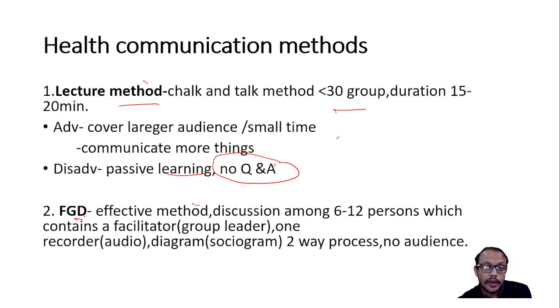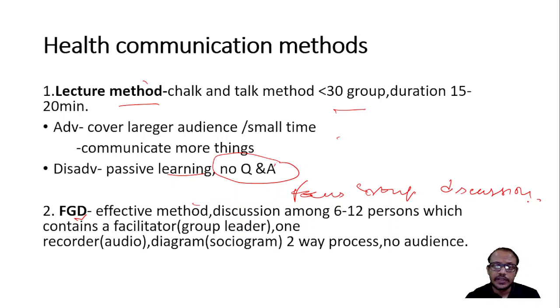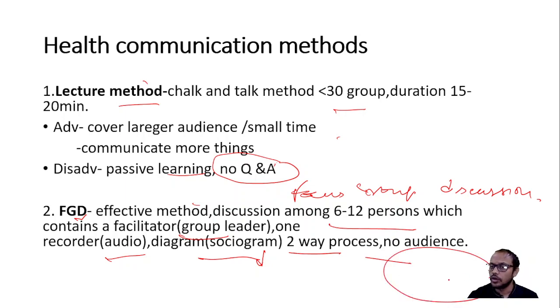Okay, what is FGD? That is focus group discussion. This focus group discussion is a very effective method. It is discussed among 6 to 12 persons. It has a facilitator and a recorder, and a diagram is made. It's called a sociogram. It is a two-way process. There is no audience. All are sitting around a round table, all discussing the same topic.